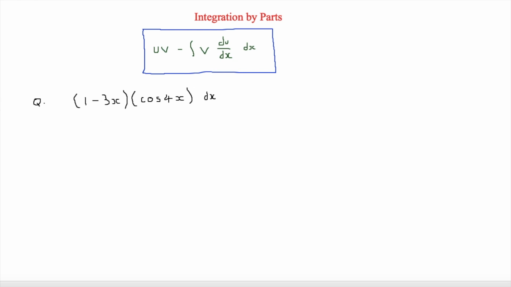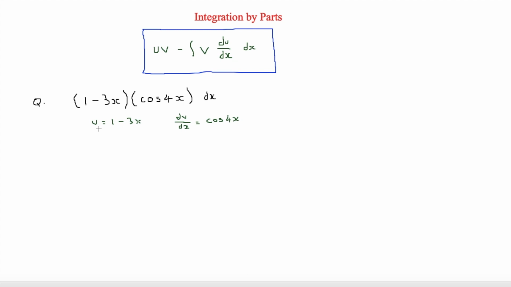So for example, in this one we have 1 minus 3x times by cos 4x. So in order to choose what is going to be u, we choose the one which would differentiate to make a constant. And in this case, it's 1 minus 3x. So therefore, we say that u is equal to 1 minus 3x. And then instead of v, we actually put dv over dx, and in this case that is equal to cos 4x.